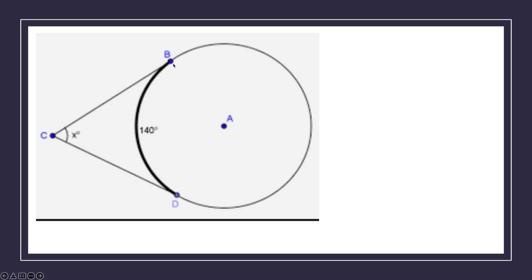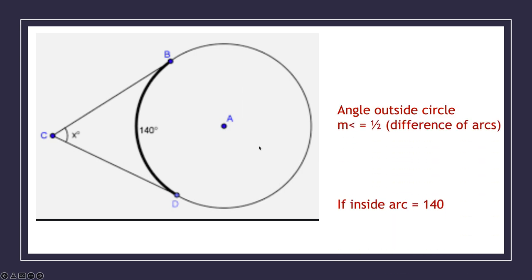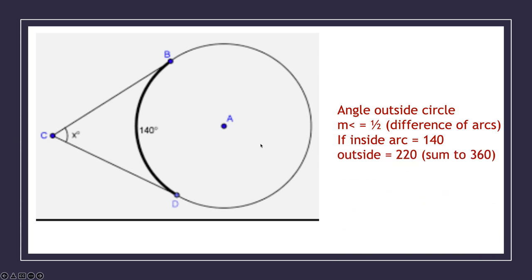So look, if this inside arc, what we call the minor arc from B to D, as opposed to the major arc from B to D, which is the one that takes the long way around, if the minor arc's 140, the major arc will be 220, because together they have to add up to 360 degrees. But since the angle is outside the circle, it's half the difference. So the measure of the angle is half of 240 minus 1.